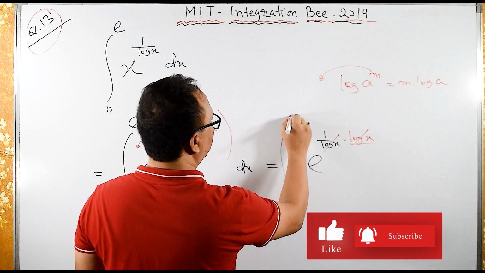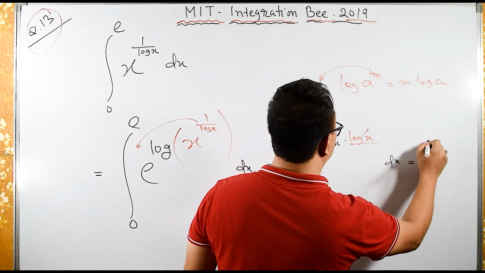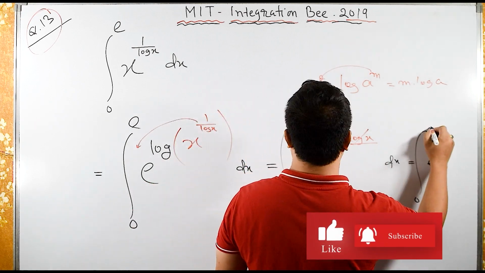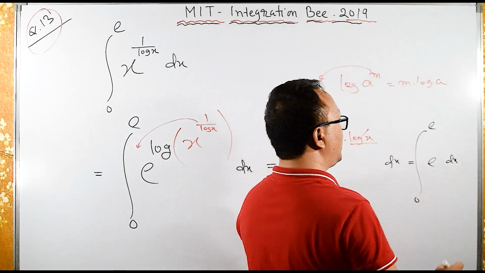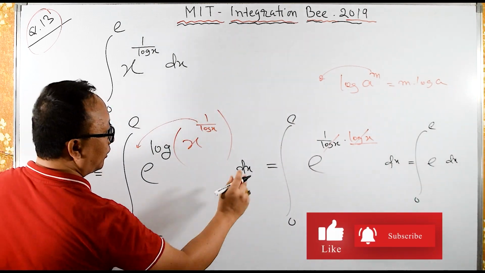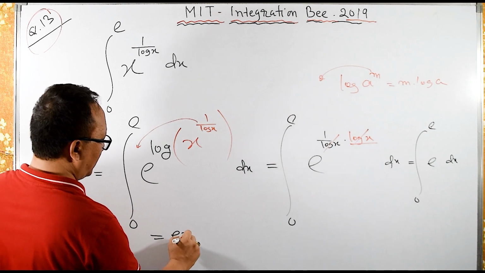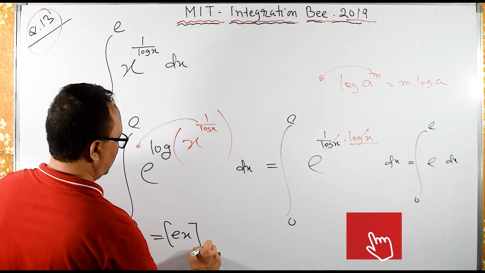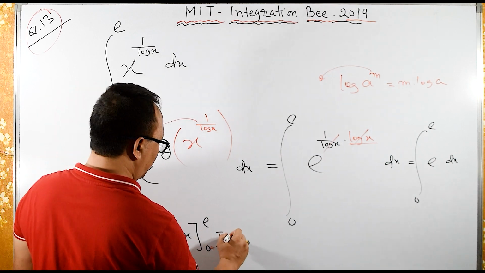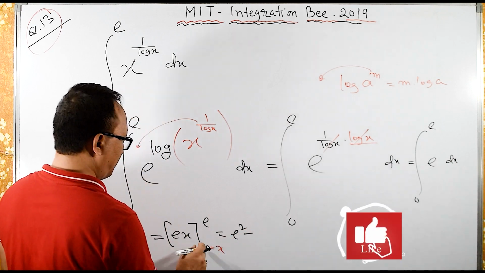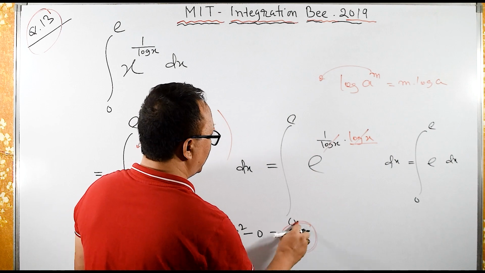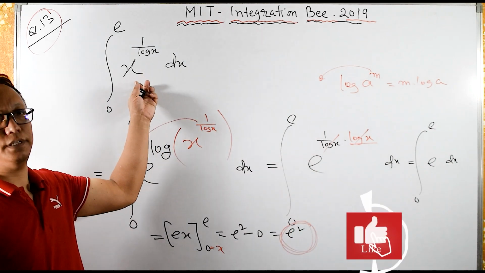Limit is from 0 to e, dx equals integral e raised to 1, which is e, 0 to e, dx. Since e is constant, the integral is e into x. Limit is from 0 to e, upper limit minus lower limit, instead of x, e into e is e square minus 0, therefore e square. Okay, so e square is the answer for this.